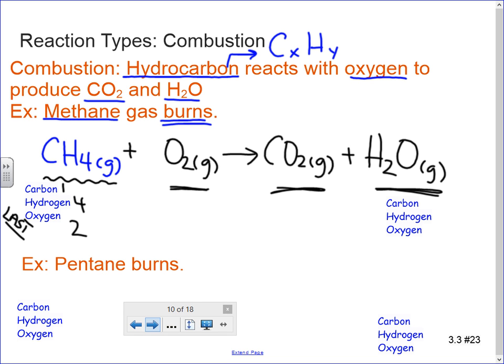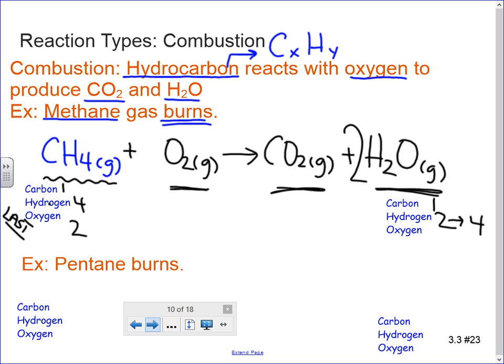On the left, I have 1 carbon, 4 hydrogens, 2 oxygens. On the right, I have 1 carbon, 2 hydrogens, and I'm not even going to think about oxygen yet because I'm going to end up changing the number a few times. When it's a combustion reaction, just ignore oxygen in terms of balancing until the very end. If I think about hydrogen, 4 on the left, 2 on the right. So if I put that coefficient 2, now I have 4 hydrogens. That is what I wanted.